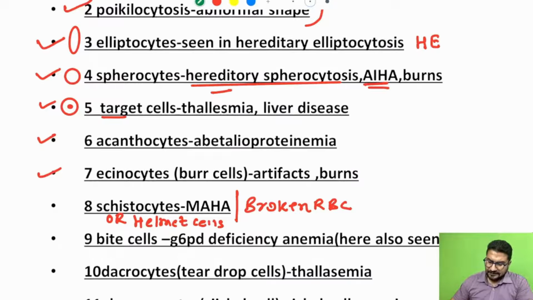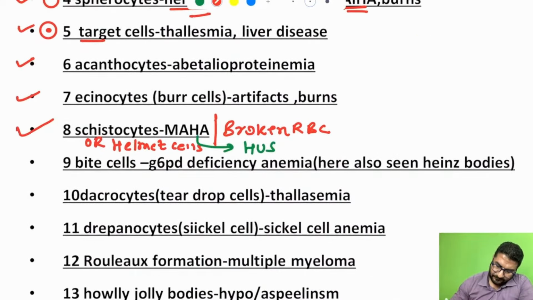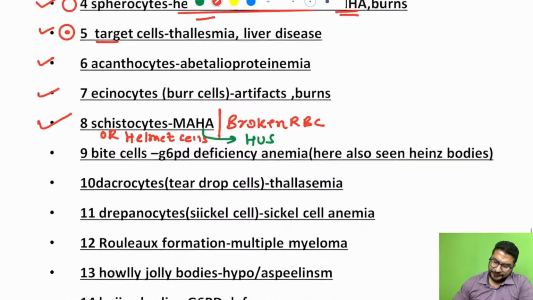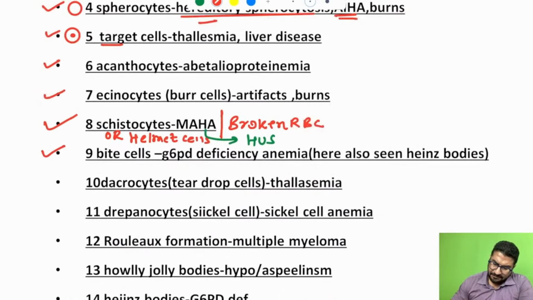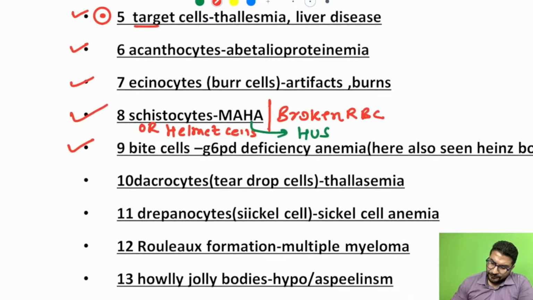So understand, where are these schistocytes found? These are broken fragments of RBCs. They are seen in MAHA, and MAHA is seen in HUS, hemolytic uremic syndrome. Bite cells you will see in G6PD deficiency. Bite cells, and here also you will see Heinz bodies.